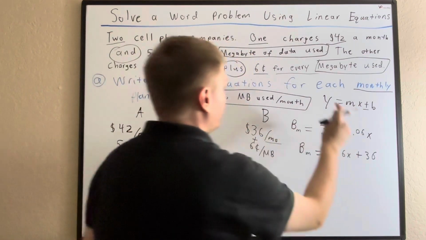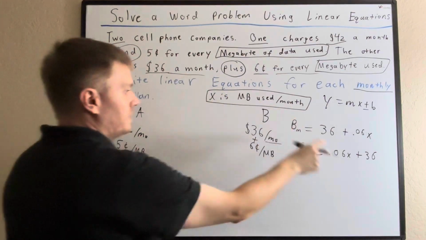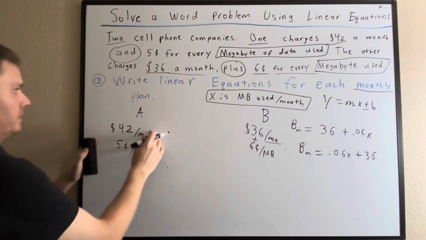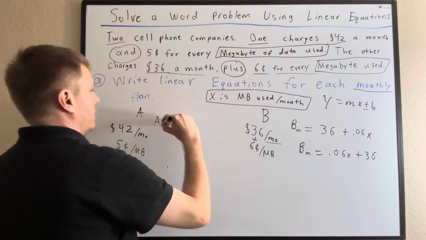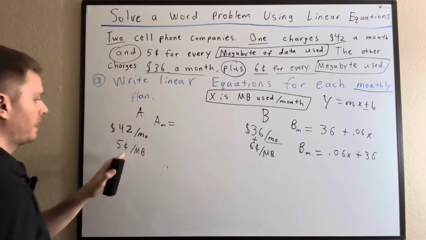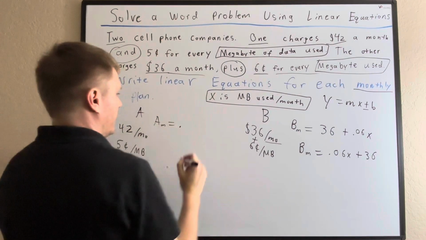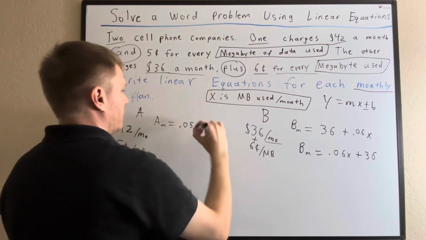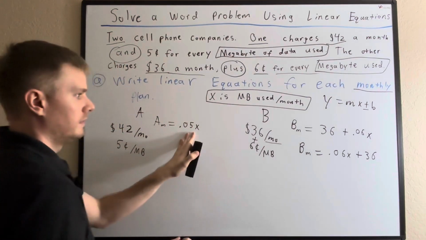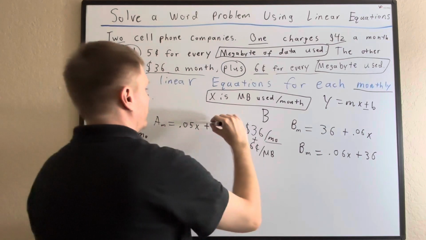Well, that's one equation. That's what they wanted us to find, linear equations. We found one. All right, what's company A? A's monthly plan, 5 cents per megabyte. Got to remember to convert that to dollars per megabyte. Plus 42.